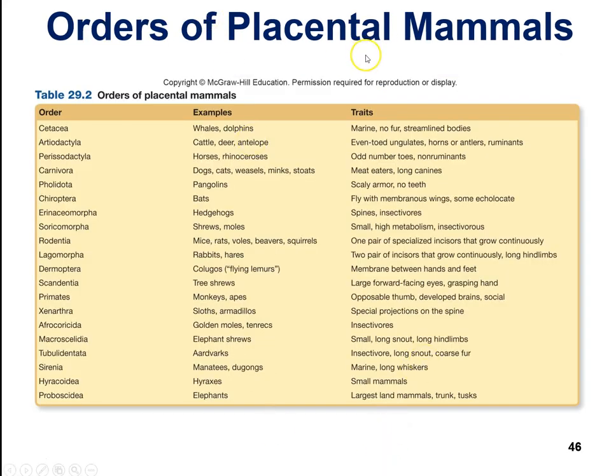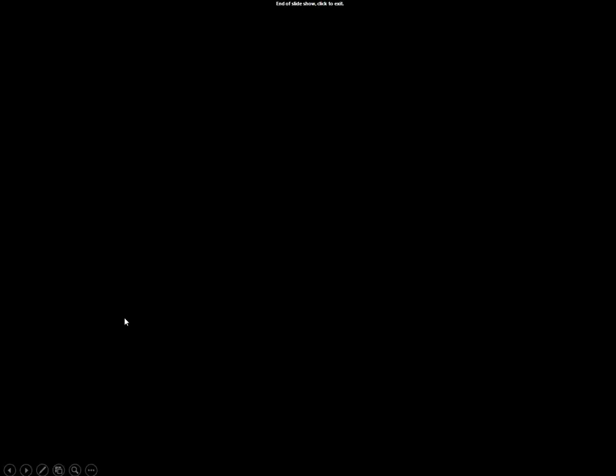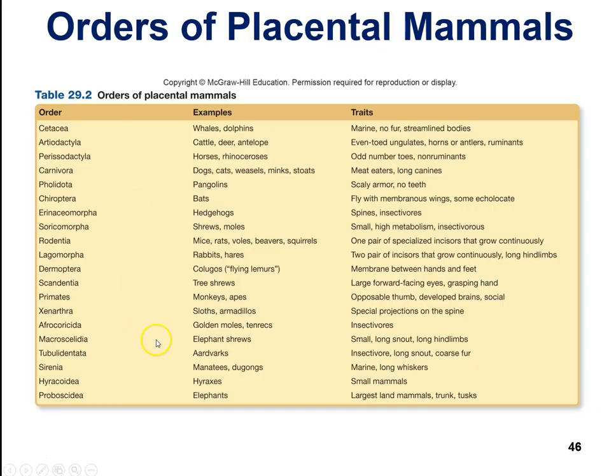All right, and this is showing you all the different orders of placental mammals. So you can take a look here at all these different types of mammals that exist. And that's the end of our vertebrate lecture.